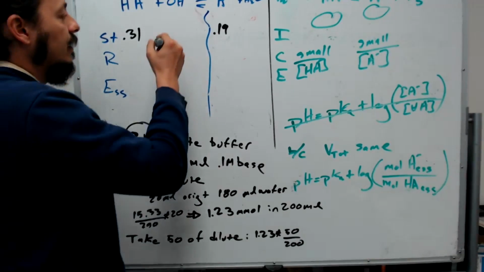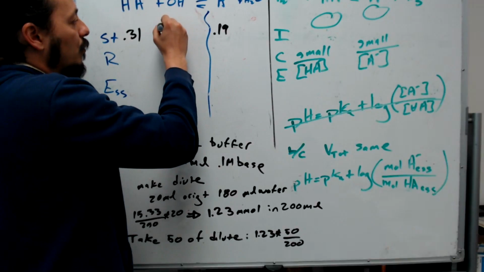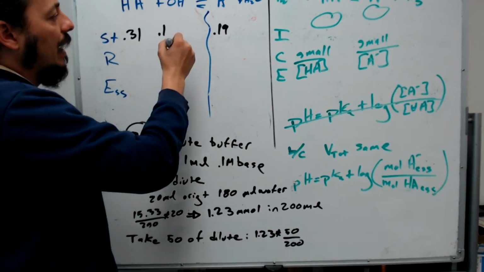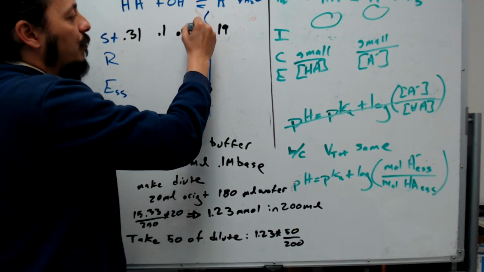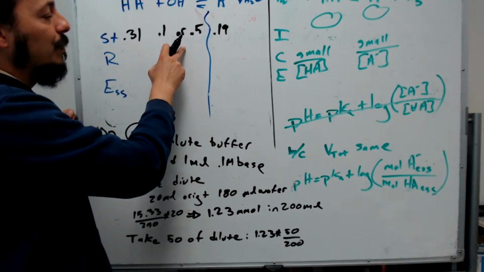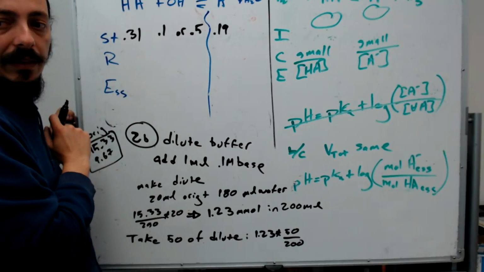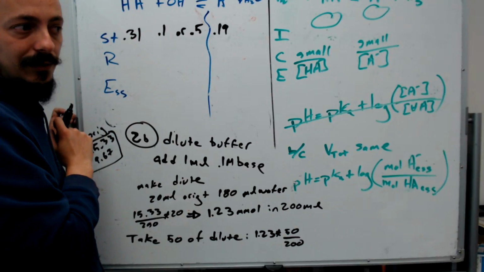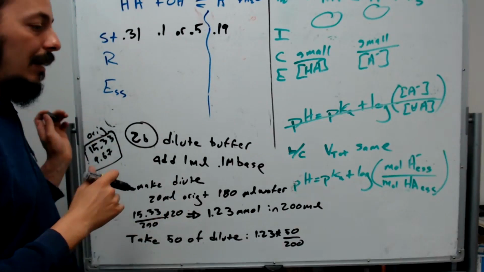If I had 0.1 there, this is all fine. If I have 0.5 there, the buffer breaks, right? All of a sudden my OH minus becomes the excess and my HA becomes the limiting. So you should be able to do those calculations.